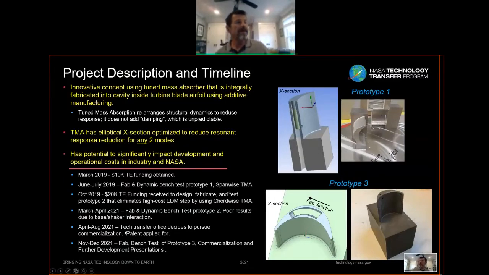So along the way, I had two actually prototypes that looked like this. In there, the tech transfer office at Marshall did decide to pursue commercialization, and a patent was explored, a lot of investigative work to make sure it was legit and applied for. And that enables me to give you a lot of details of the innovation.